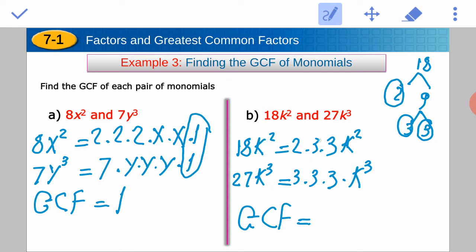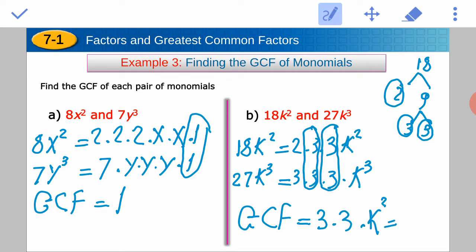2 and 3, they are not common. I find 3 and 3, one pair of common factors. These 3 and these 3 are also common factors. So to get the GCF among the two coefficients, I'm going to take 1/3 of this pair times 1/3 of that pair times the variable with the least power. The variable with the least power is k to the power 2.